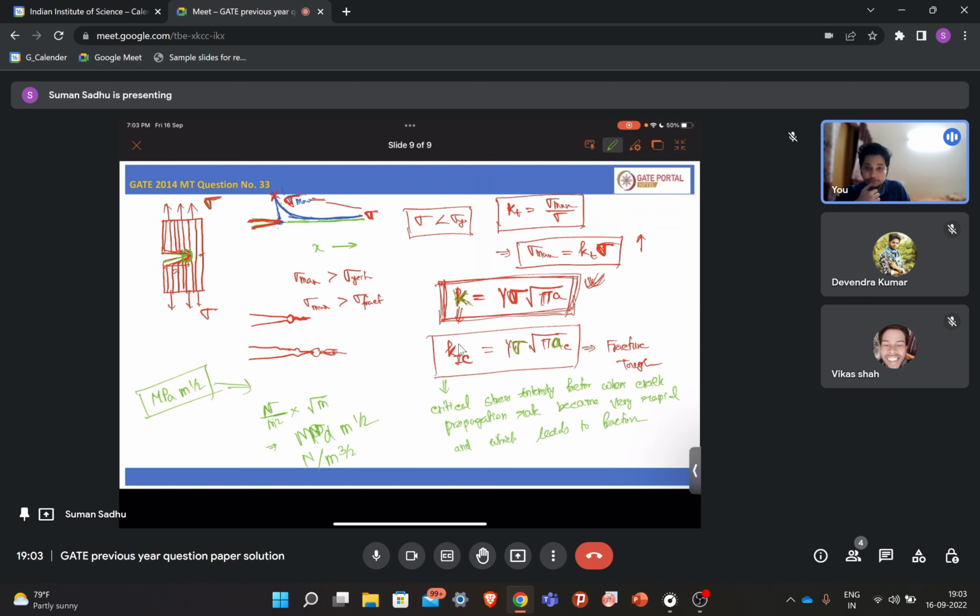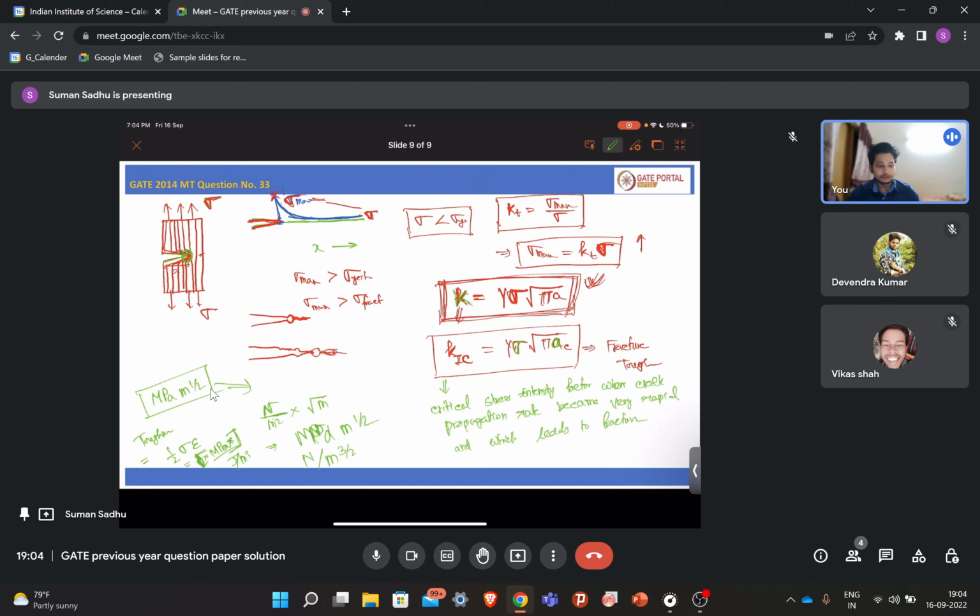Now what is the unit of toughness? Toughness is half into sigma into epsilon. The unit of sigma is megapascal, and strain is unitless, so toughness is also megapascal. You can say it per unit volume also, so it is energy per unit volume, or joule per meter cube. So these units are also different. This toughness and fracture toughness are different things.